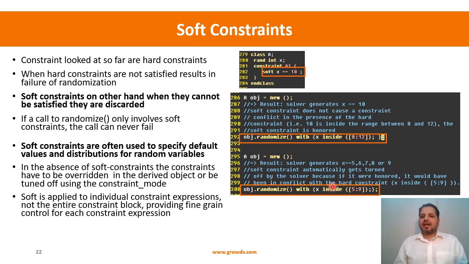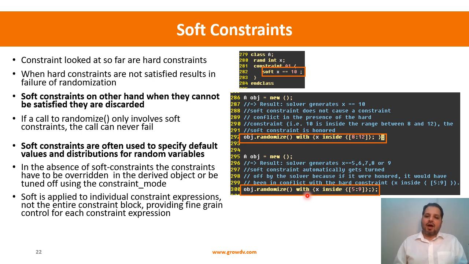But let's say we take another example, with the same object of type A, and I'm saying randomize with x inside 5 to 9. Now this range is in conflict with the soft constraint, which wants the value of 10, which is definitely out of this range. Now what happens is that the solver turns off this particular soft constraint, and then it will solve only the hard constraint, and hence here you will see the value of x being generated between 5 to 9. Okay, so this is how the soft constraint works.